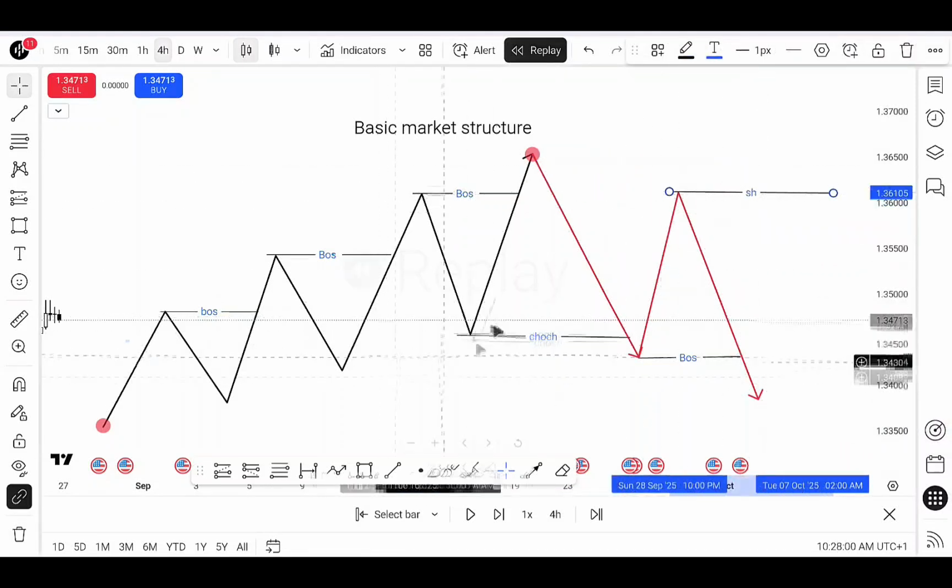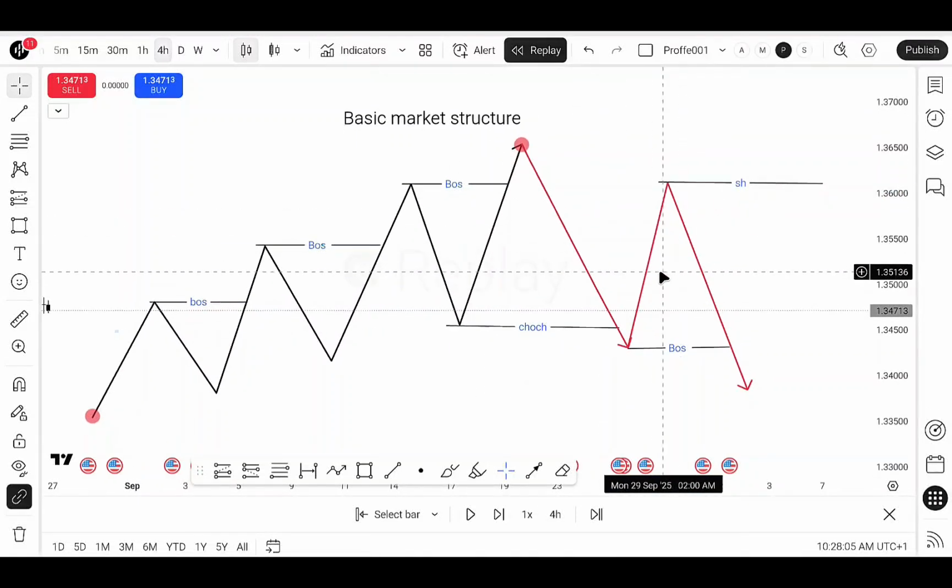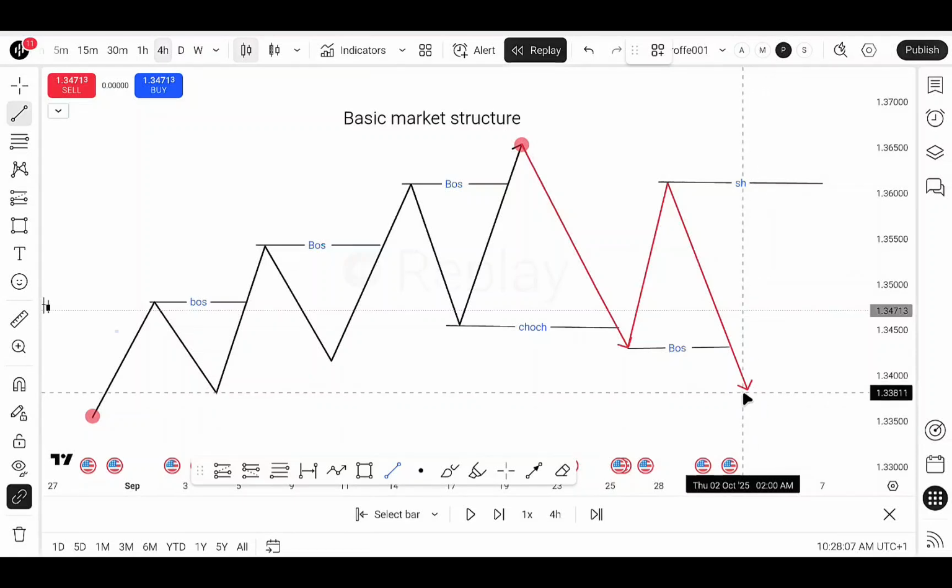Remember, at first we were marking swing lows because it was a bullish market. Now we are marking swing highs because it is what? A bearish market. You mark your swing low.